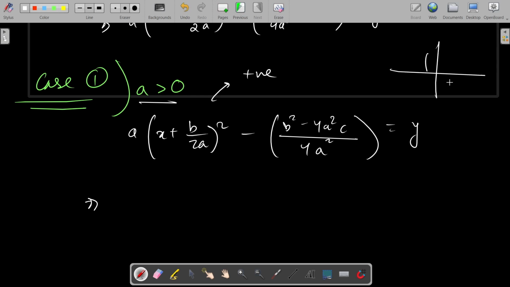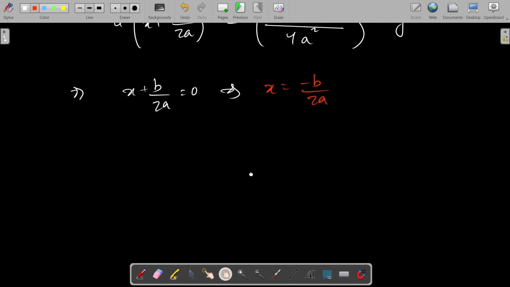You can see the graph. We have a minimum value here. We do not have a maximum value. So to minimize this, the lowest value of this is going to be zero. It cannot be less than zero because it's a square term. So we're going to have to put x plus b by 2a equal to 0, and out of that we're going to get x is equal to minus b by 2a.